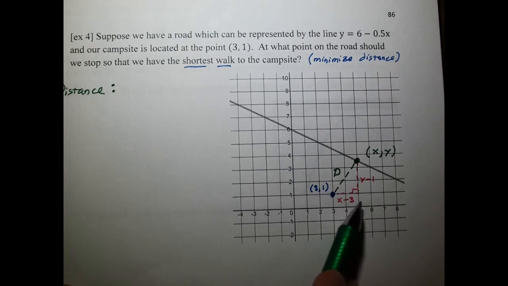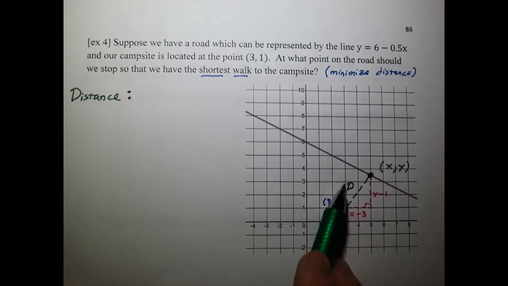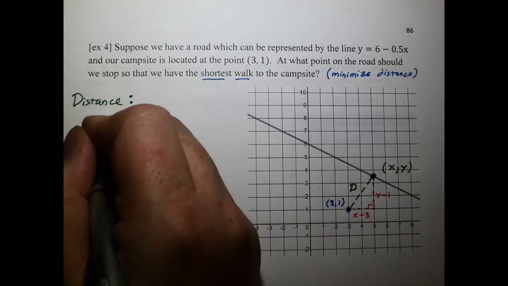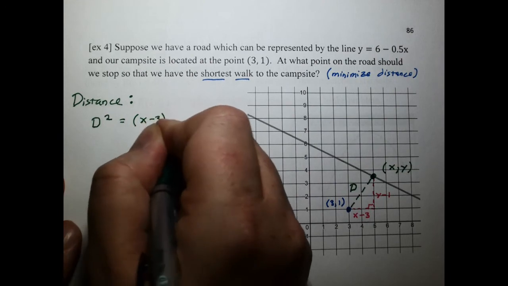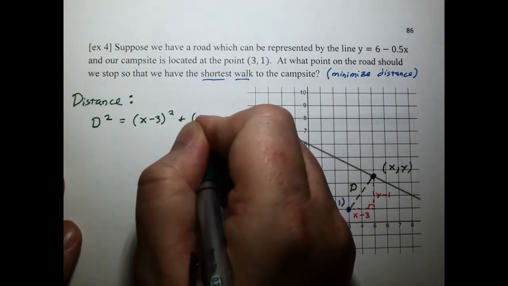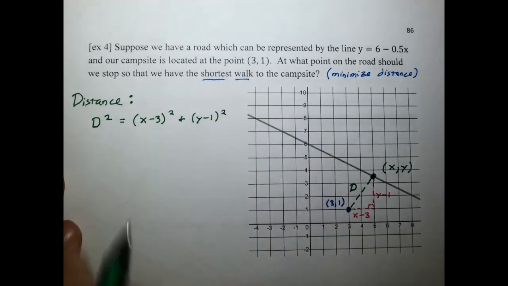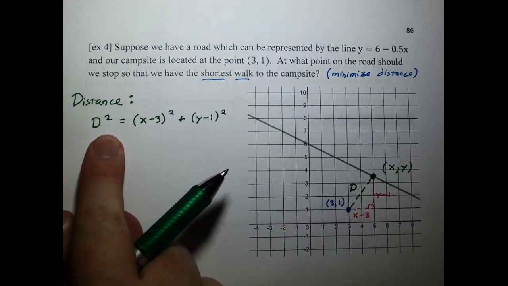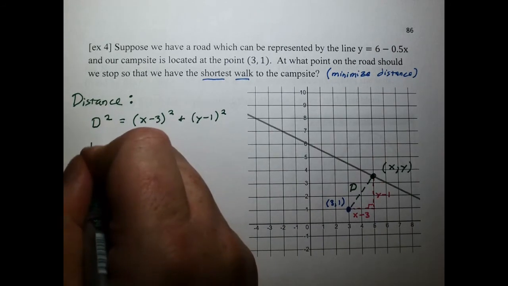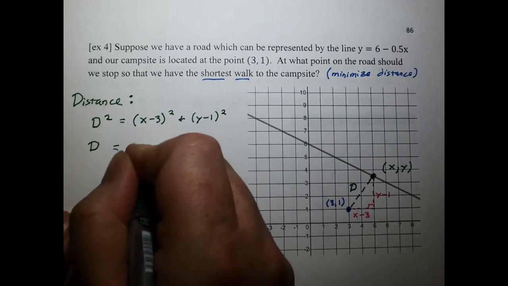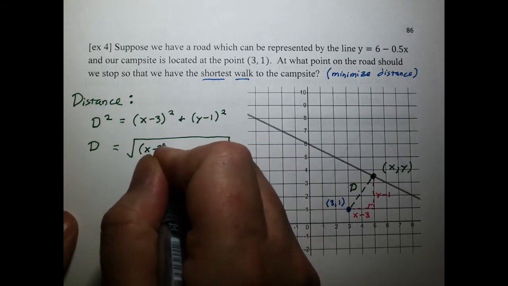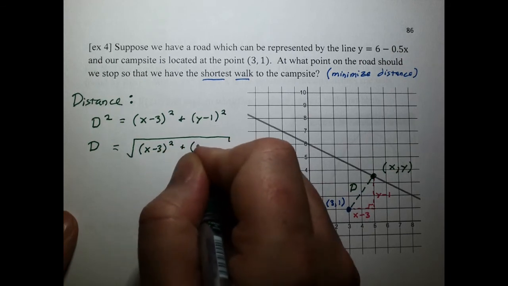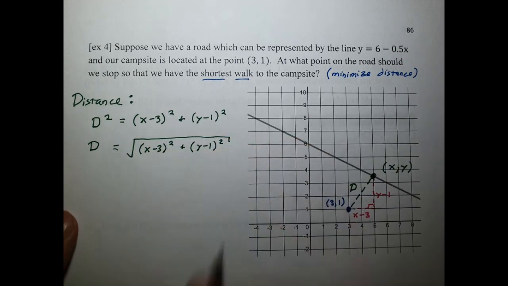And by Pythagorean's theorem, this side squared plus this side squared equals this side squared. So d squared would equal x minus 3 squared plus y minus 1 squared. So we want a formula for the distance. So if we take the square root, we get that the distance is the square root of x minus 3 squared plus y minus 1 squared.